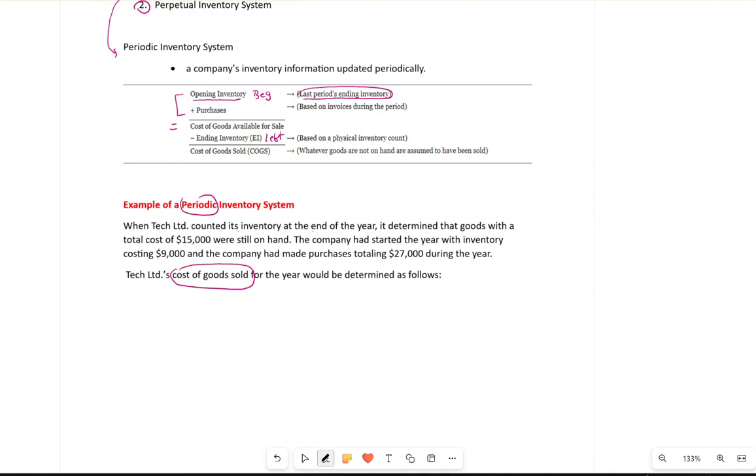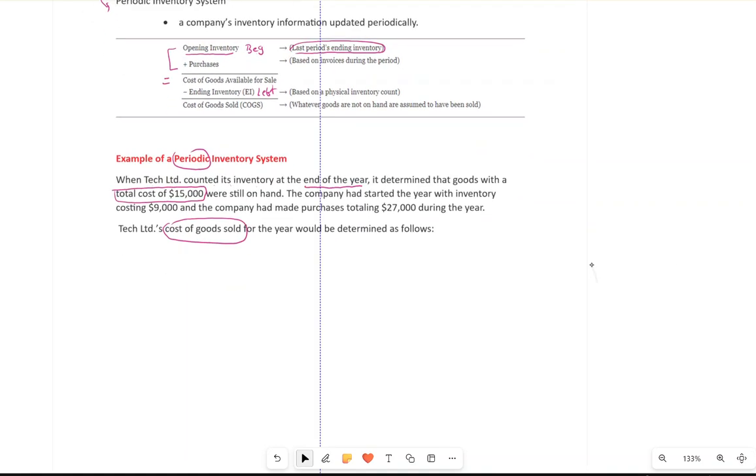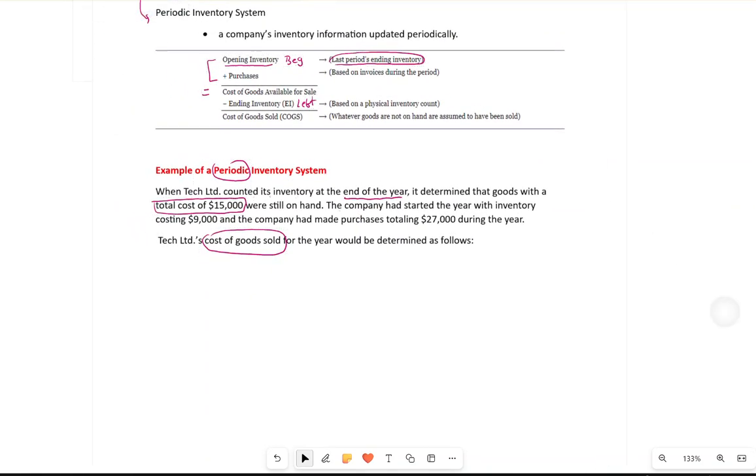So what they did is they did a physical count at the end of the year. They said that their ending inventory is 15,000. They have it on hand. The company had started the year with the inventory costing 9,000. So that will be my opening inventory.